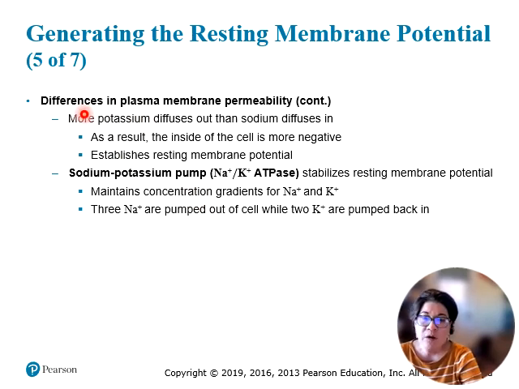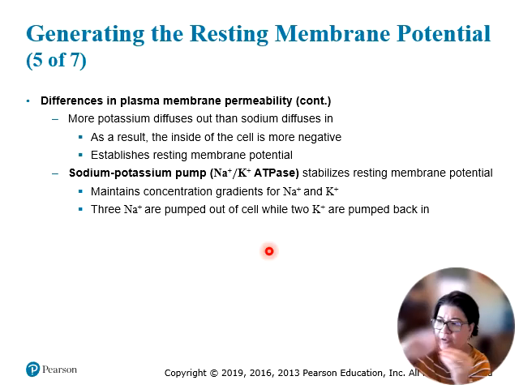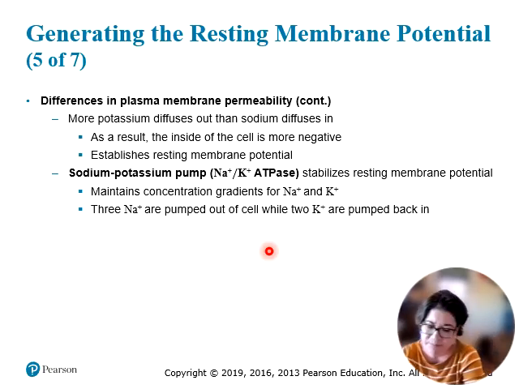Okay, so therefore, potassium diffuses more easily because the cell membrane does let a little bit more potassium through, so it's going to diffuse out more easily compared to sodium diffusing in, so it's going to make the inside more negative. And then you have these sodium-potassium pumps that you might have heard of. These use ATP, and they maintain resting membrane potential, so for every 3 sodiums that pump out, 2 potassiums pump in, so it keeps the inside of the membrane negative.